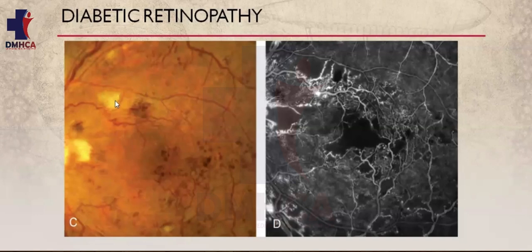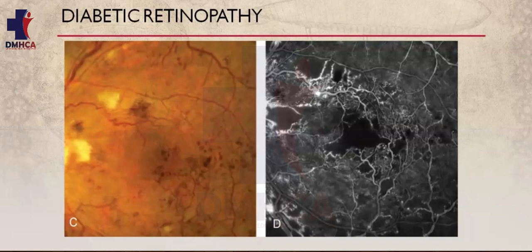What you can see now are the cotton wool spots here, which are infarctions in the retinal nerve fiber layer. And here are fine, tiny red dots, small red dots. And this is the macula. We have here dots of hemorrhage and blots of hemorrhage.